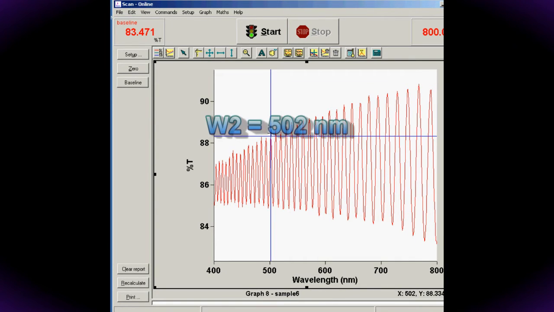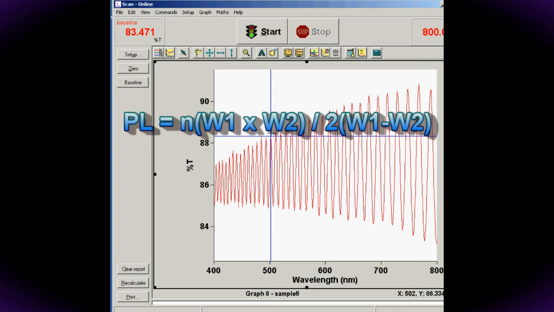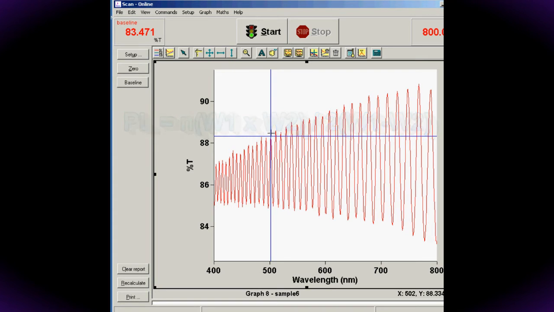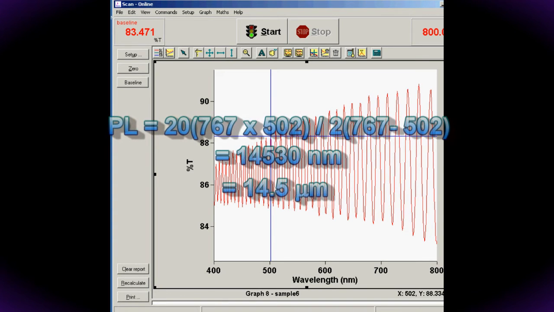Call this wavelength 2. Now put these values into this formula where n is the number of fringes from W1 to W2, where W1 is fringe 0 and W2 is fringe n. In this case, the path length turns out to be 14.5 microns, although the manufacturer's value was 10 microns.